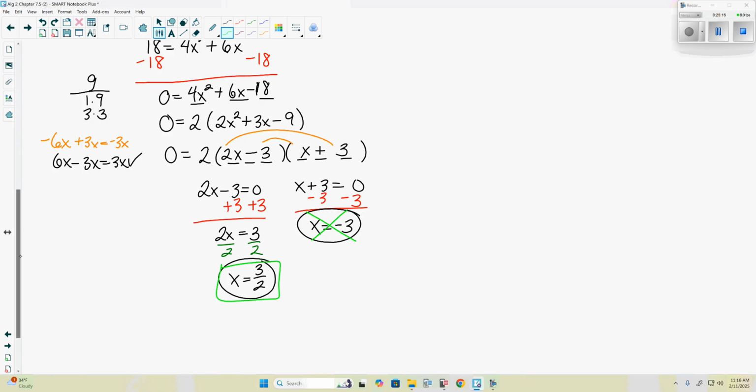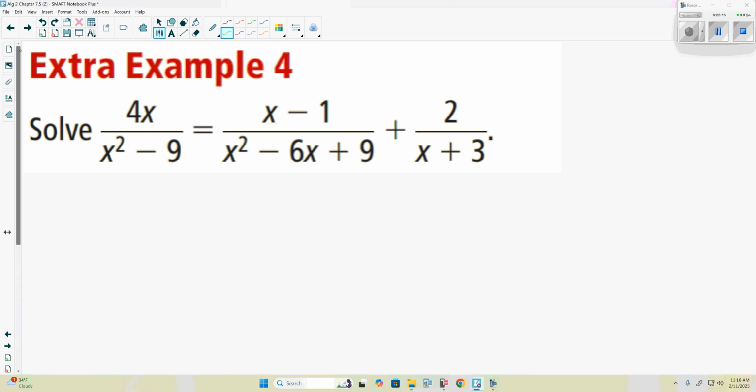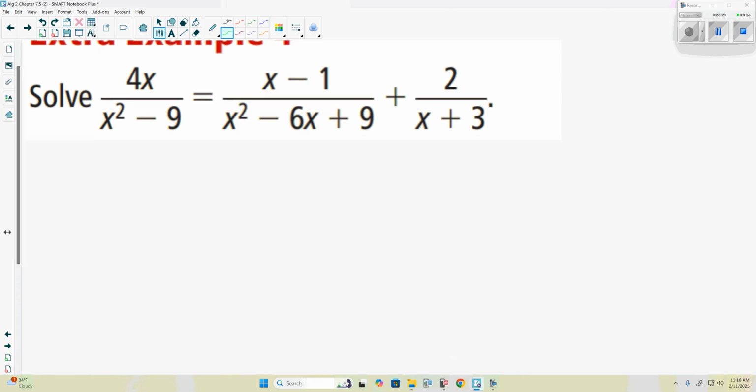All right. Last one we're going to look at today, we'll save the rest of the last two for tomorrow. But if we look at this here, the denominators are not all factored. Out of all of them, one of them is. And that's the x plus 3.